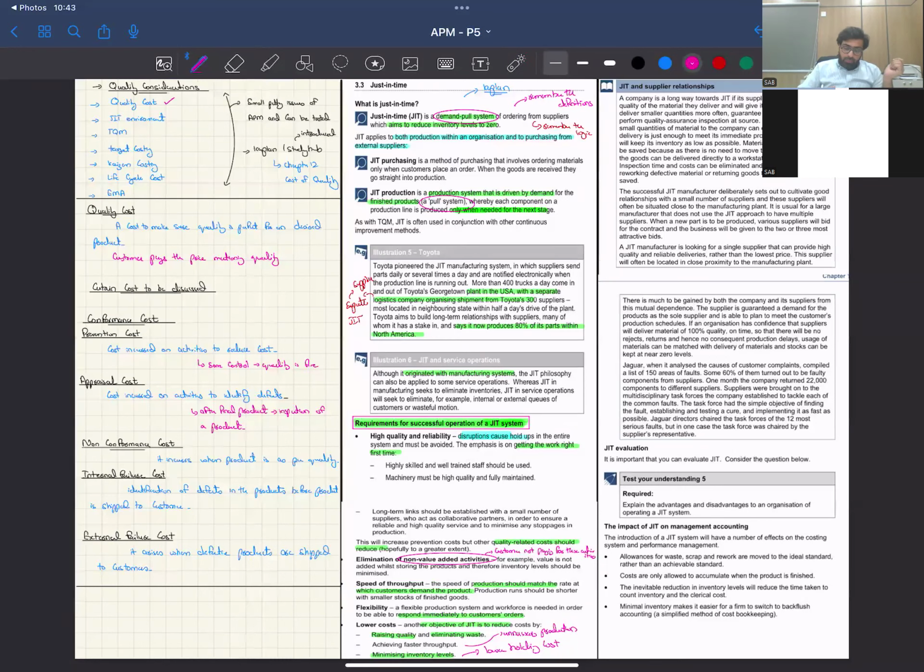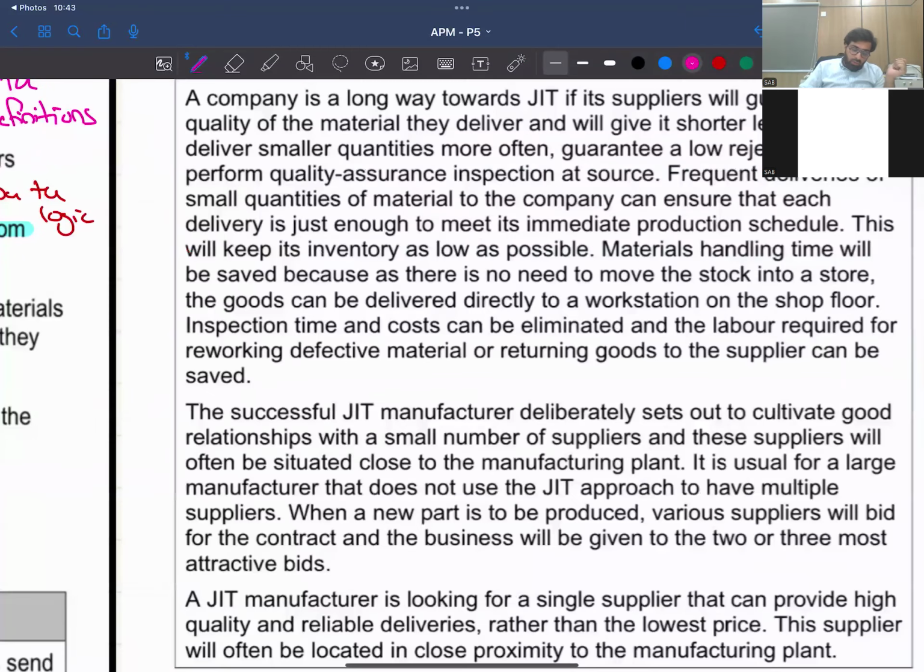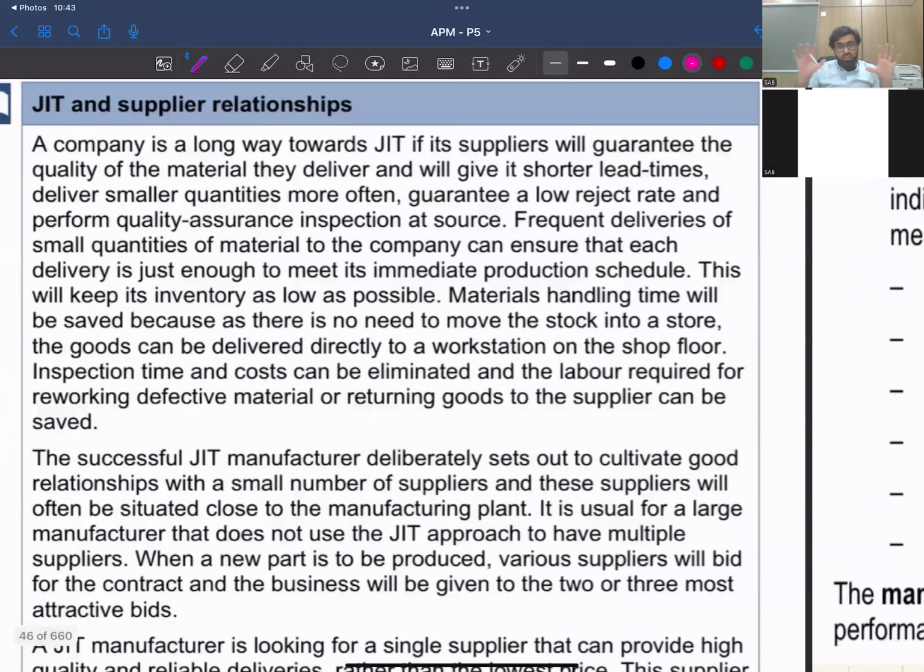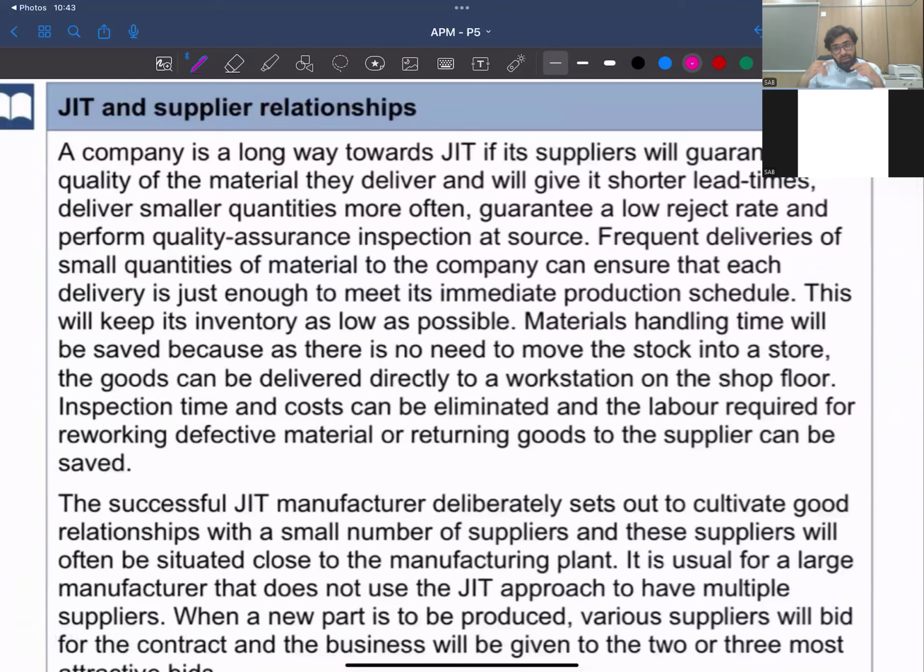Now, there's a good example in your book. Although the JIT topic is done and dusted, I need to give you a brief idea of it. It's simple: a JIT and supplier relationship. A company is a long way towards JIT if its suppliers will guarantee the quality of the material they deliver and will give it shorter lead times, right?